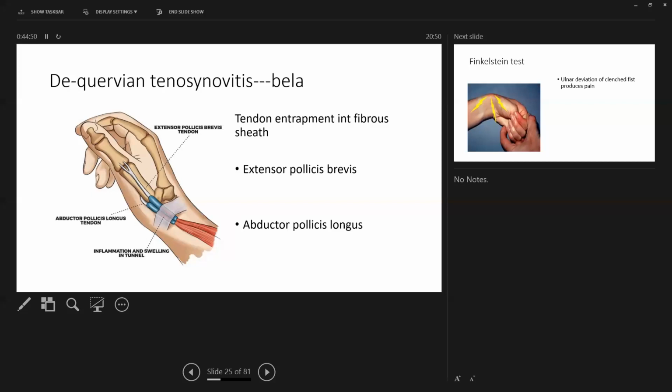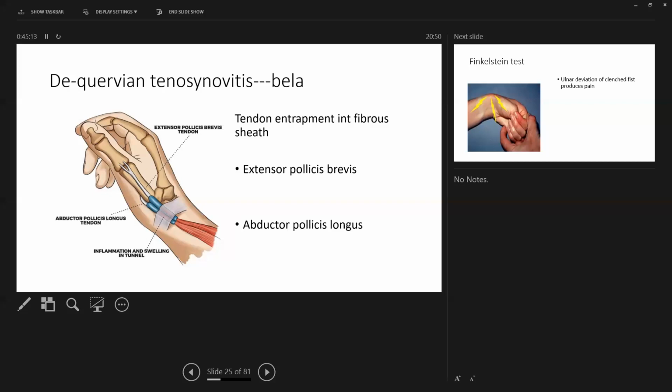Okay, so we'll again start with De Quervain tenosynovitis. In De Quervain tenosynovitis, the issue is that two tendons are going through your radial styloid area within a tendon sheath. With wear and tear, these tendons will thicken, or there would be inflammatory issues, and there would be pain.